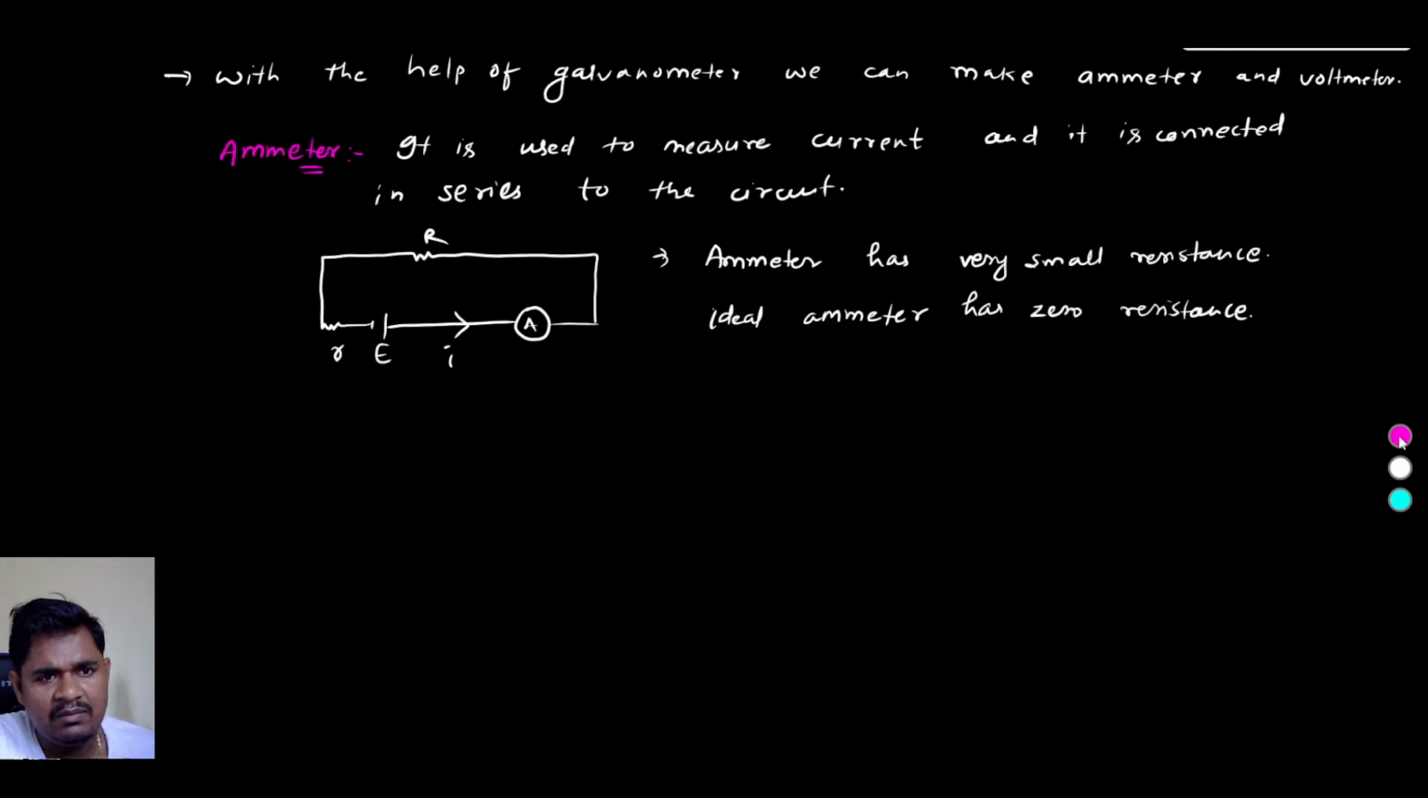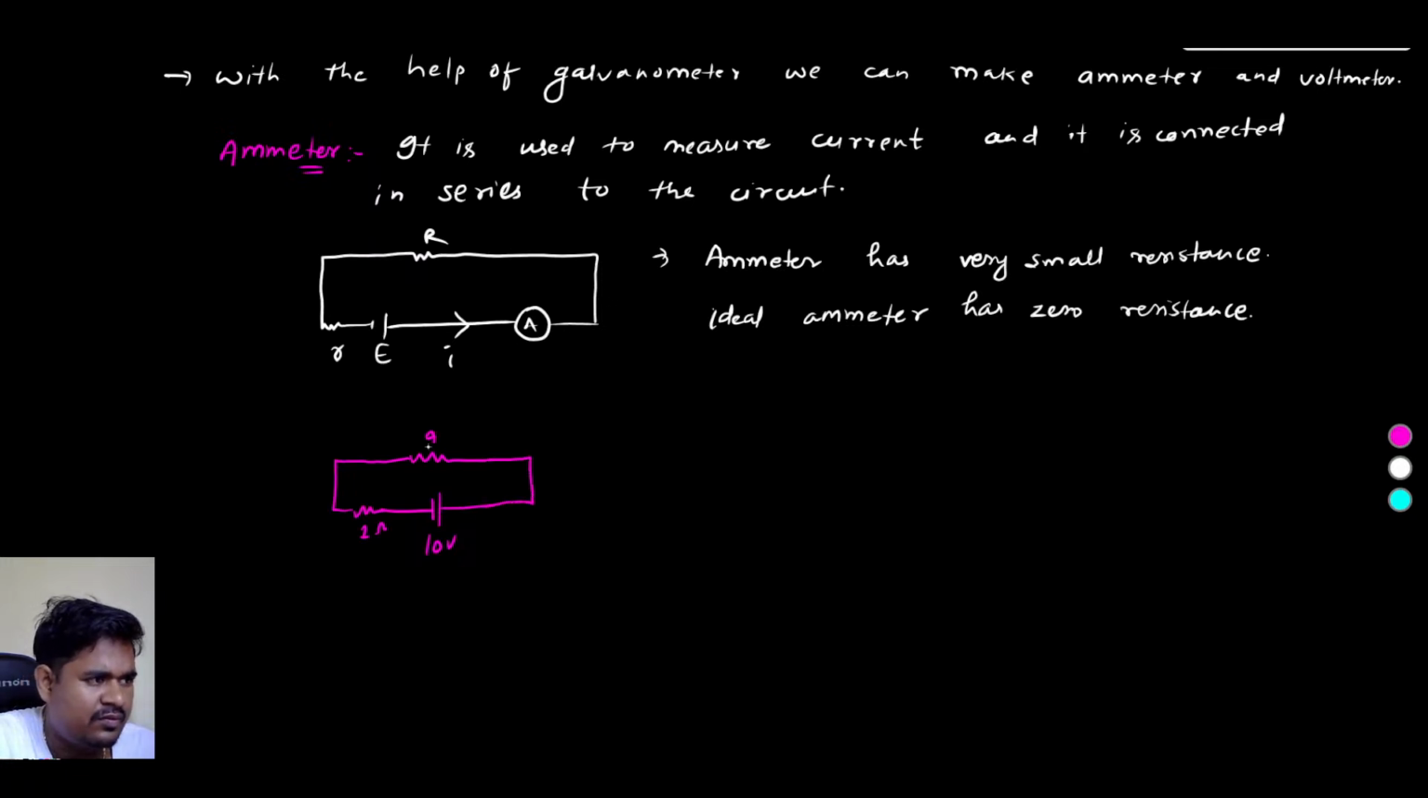To understand it, I'm giving you one question which you will do. Suppose this is the circuit, a 10 volt battery with an internal resistance of 1 ohm, and then there is another resistance of 9 ohm. Now I connect an ammeter here, and I'm saying that this ammeter is ideal.